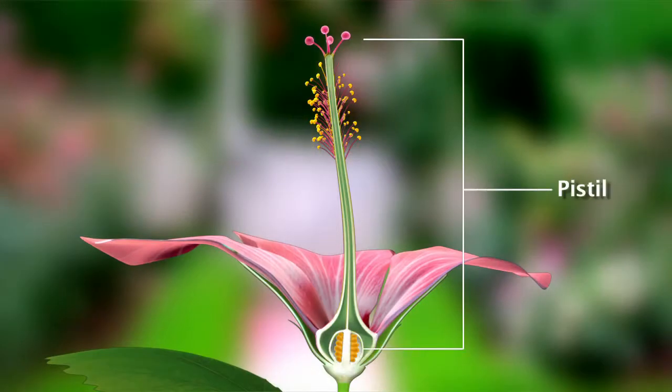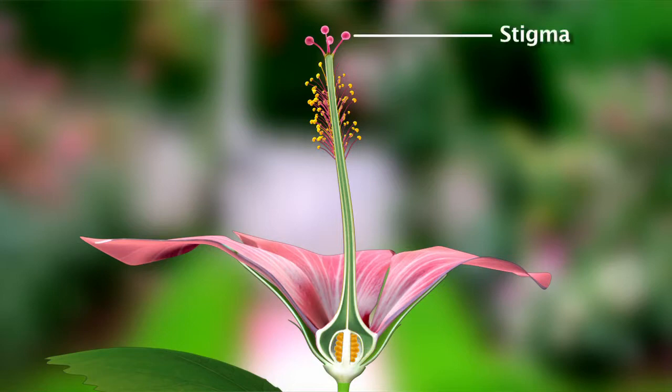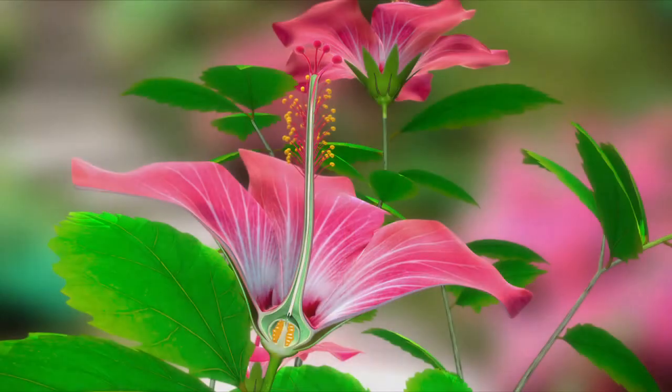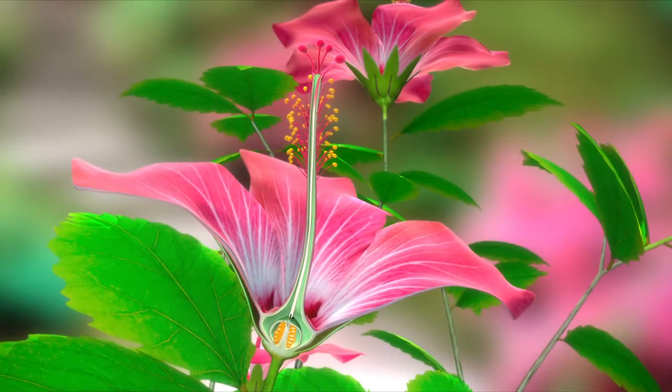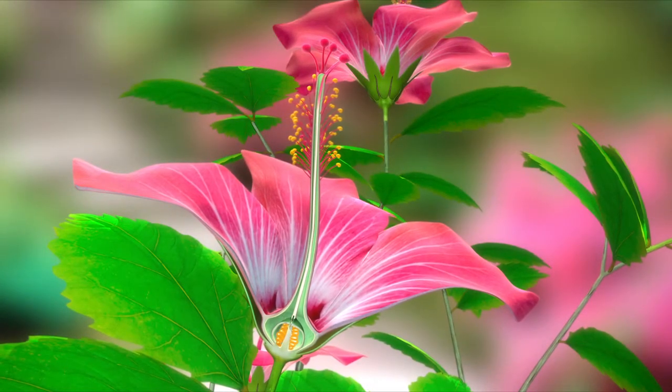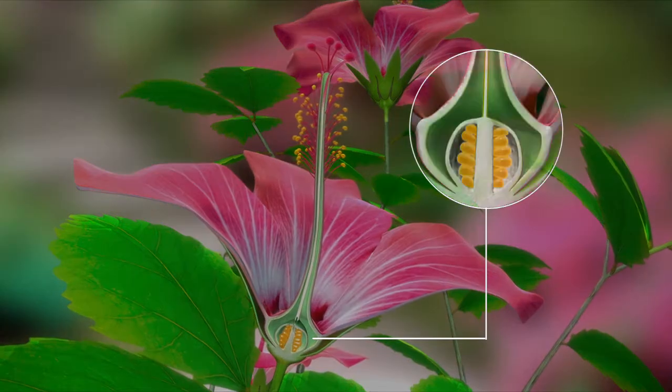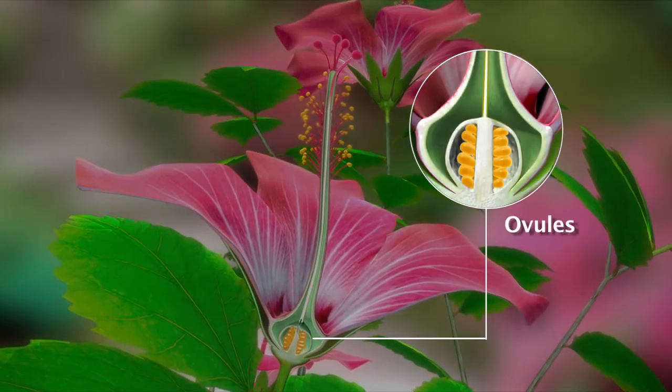Pistil is the female part of the flower. It consists of a stigma, which is the sticky area at the top of the style. Style is a tube-like structure and is connected to the ovary. An ovary is present at the bottom and contains the female egg cells called ovules.